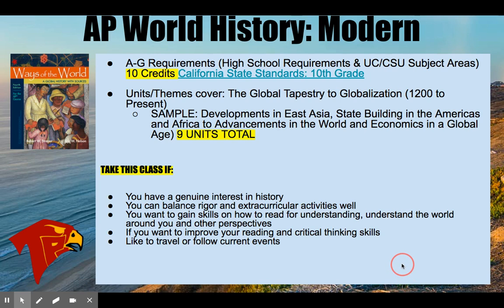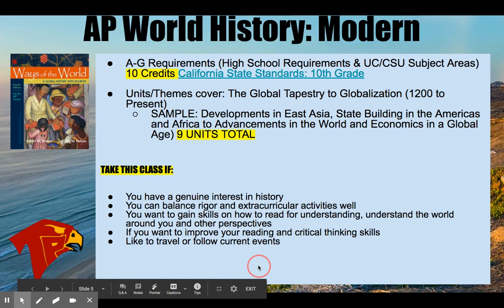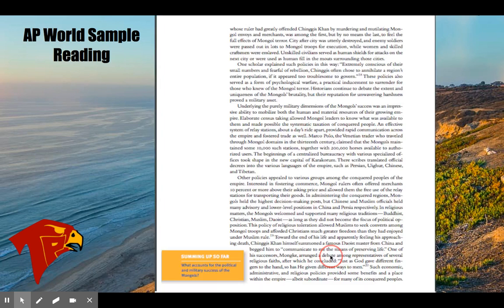If you want to gain better skills to read for understanding and understand the world around you, take it. If you want to improve your reading, as mentioned in the statement above, with critical thinking skills, take it. And this is another course for writing as well. Your writing will definitely increase for sure in this course. Travel, if you love to travel or want to travel, this is another great course, or even following current events.